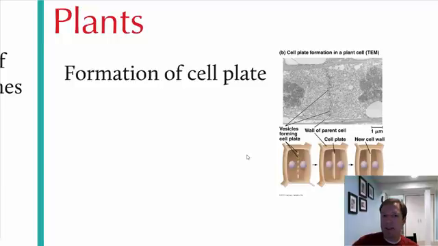For plants, the process is a little different because we're going to get vesicles actually bringing in and depositing materials to make something called a cell plate. That cell plate is going to fuse together with the existing cell wall on either end to be able to create that cellulose-laden barrier in between those two daughter cells. And so the formation of that new cell wall is what is going to mark the end of cytokinesis in plants.